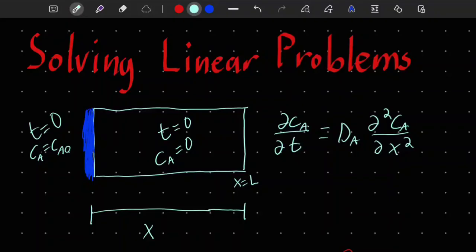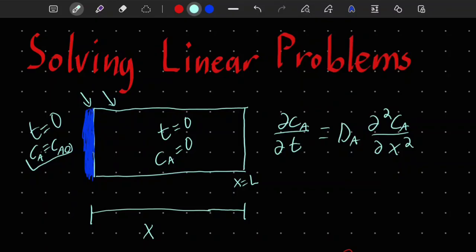So let's say you're trying to solve a linear problem. Linear problems occur quite often in chemical engineering, and I have an example of one here. So we have a gel, and initially there's no solute concentration. It is of length L, but at time 0 we add a solute to the boundary, and we measure the concentration at the boundary to be Ca0.